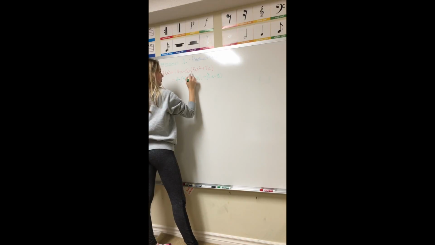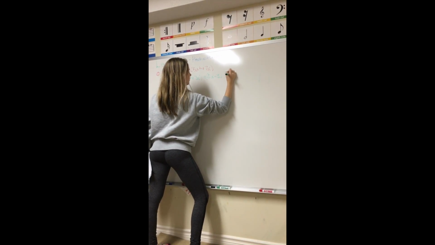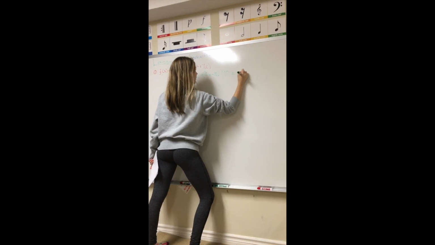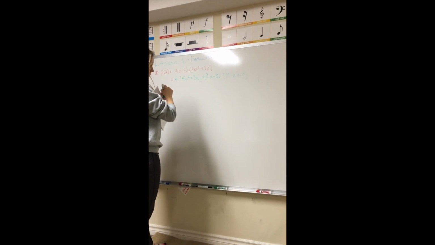plus f of x, which is 4x minus 3 times the derivative of 5x squared plus 7x. And you're going to move this 2 down, multiplied by the 5, which is going to be 10x plus 7.